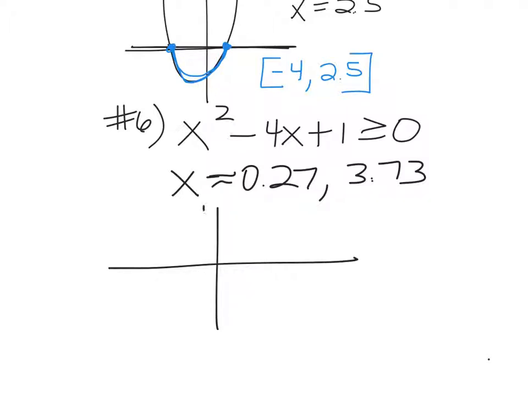Pretty ugly numbers. That's okay. You would have gotten those had you used the quadratic formula, but graphing's nice. Your calculator will do it for you. This point right here was 0.27, and this is 3.73.